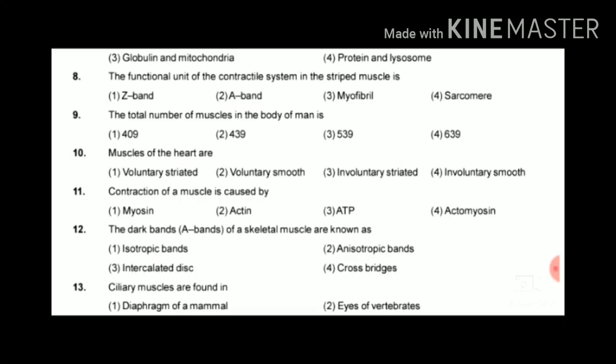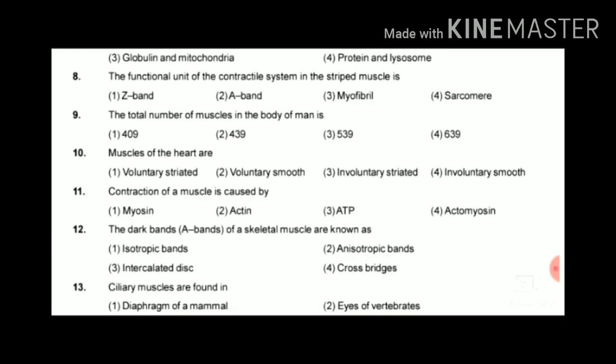Next is question number 9. The total number of muscles in the body of man is number 1, 409, number 2, 439, number 3, 539, number 4, 639. And the answer is option number 4, 639.